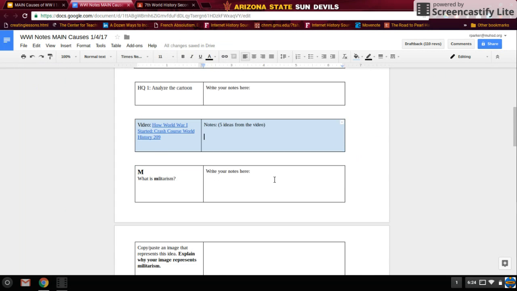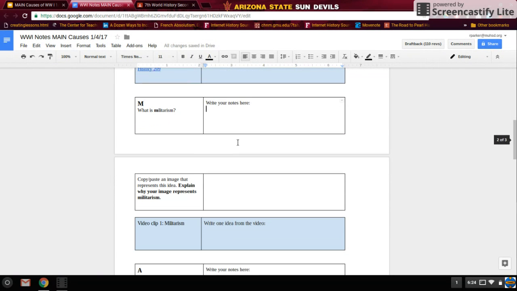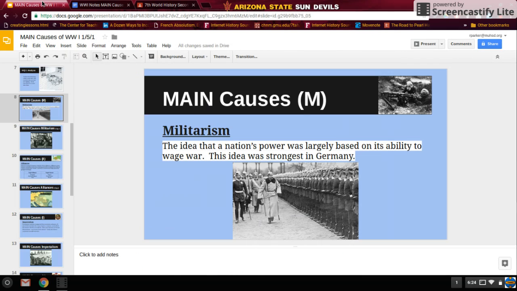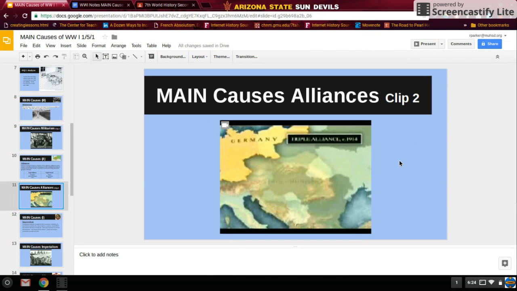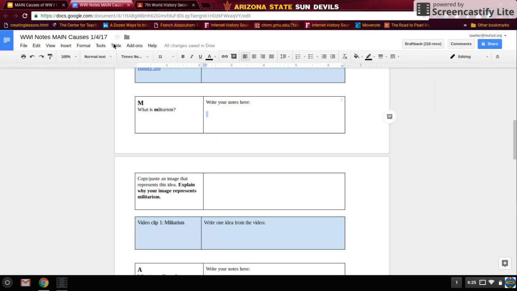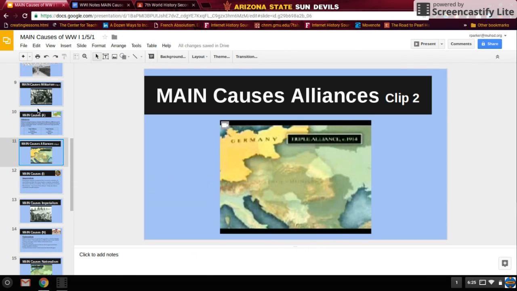So you could put your notes right here on your note sheet. What is militarism? Also, for each letter, I would like for you to go on Google, find an image that you think best represents militarism, and then explain why that image is a good match for militarism. All right, that's militarism. After you get that, there is a short clip from a video on militarism, and put one idea right here in your video notes.